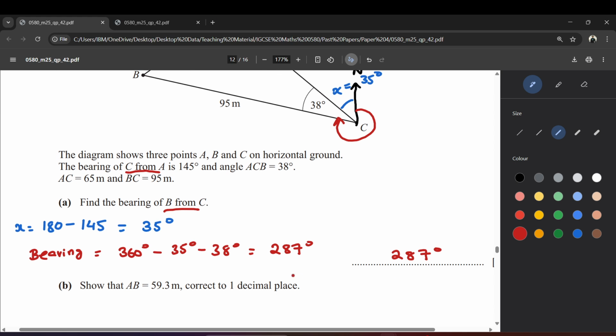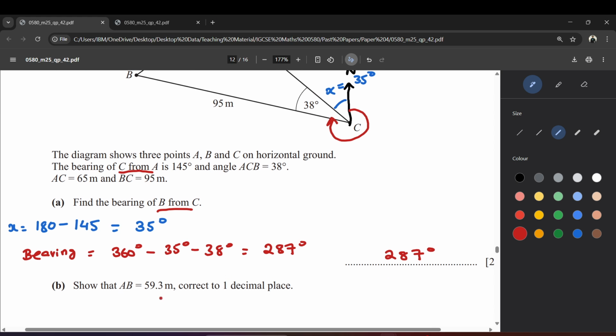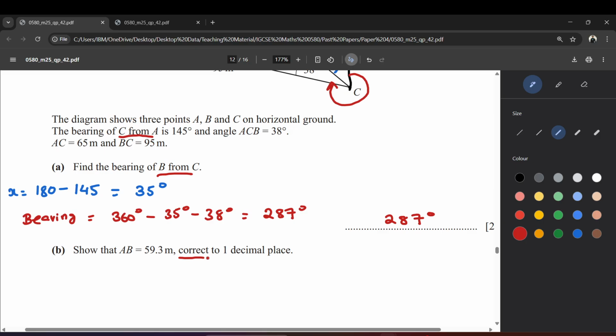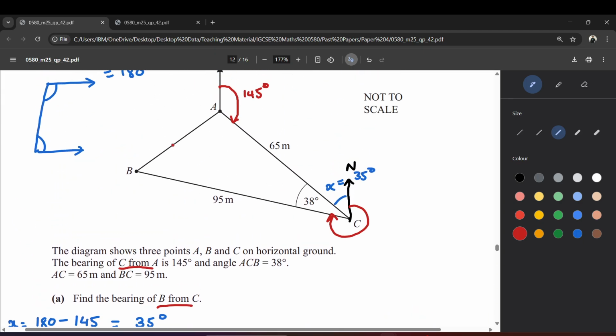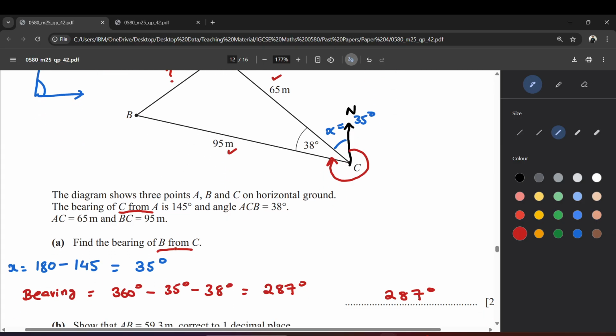All right, part B: show that AB is equal to 59.3 meters correct to one decimal place. Because you have to show that this is correct to one decimal place, your answer should be at a greater accuracy. We'll come on to that, but first let us see how we can calculate this. We need to find AB. This is a non-right angled triangle, and within this triangle we know two sides and an angle, but the third side is not given. When we have this type of situation, we can use cosine rule.